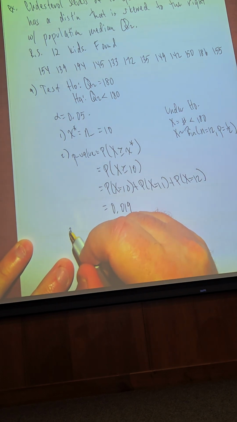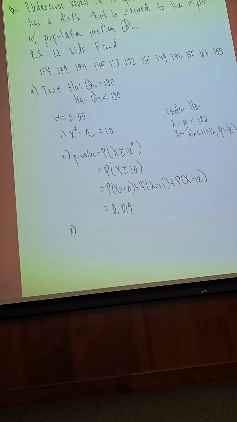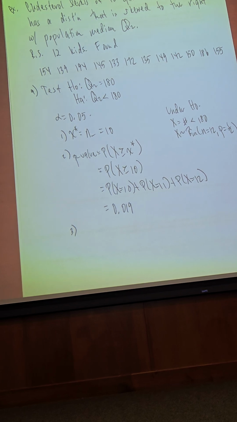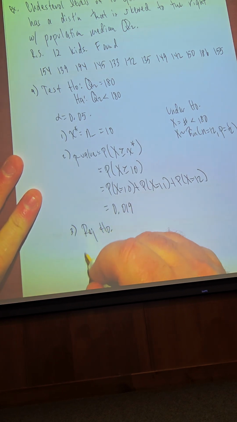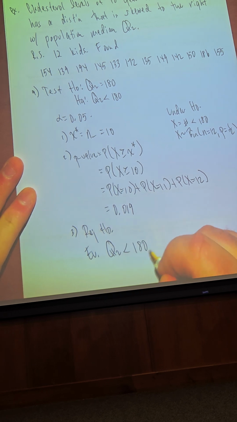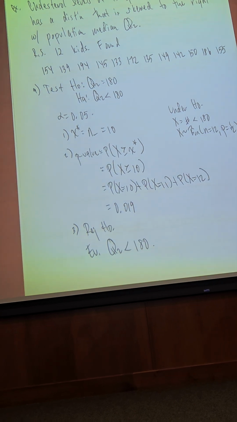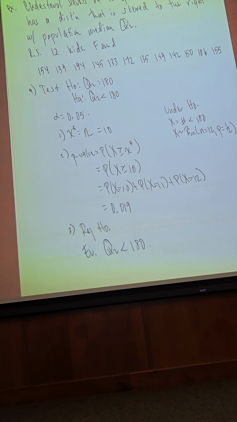And what's my decision and final conclusion therefore? Am I going to reject the null hypothesis, of course? Totally. And does it look like the median is less than 180? Totally does. Yeah, so we're going to reject H0. And we have evidence that the median is less than 180. Beautiful. Or equivalently, the population median is significantly less than 180.